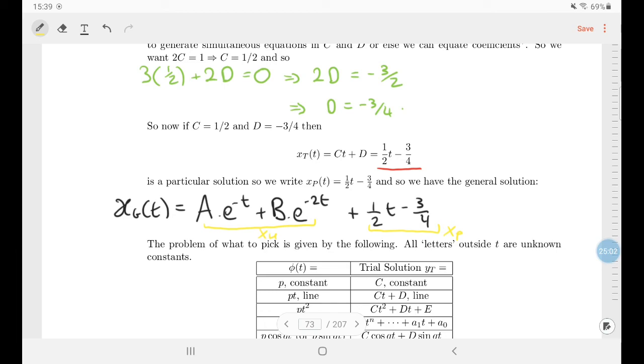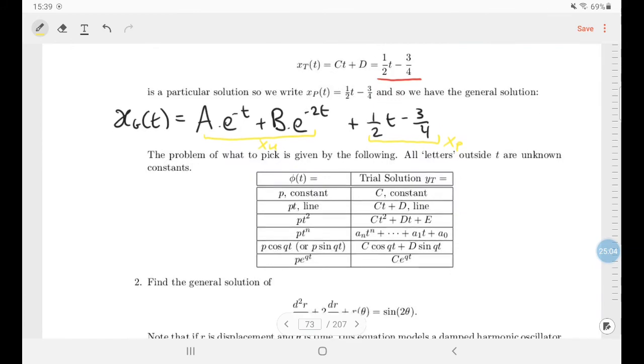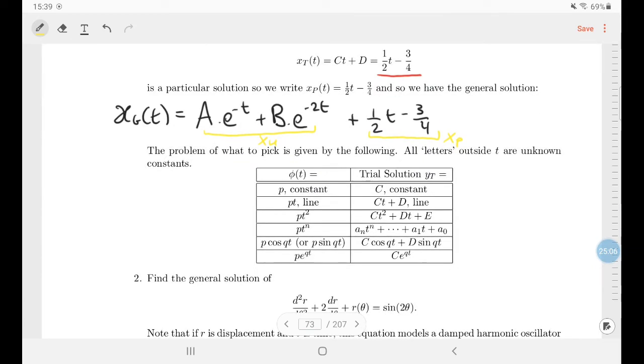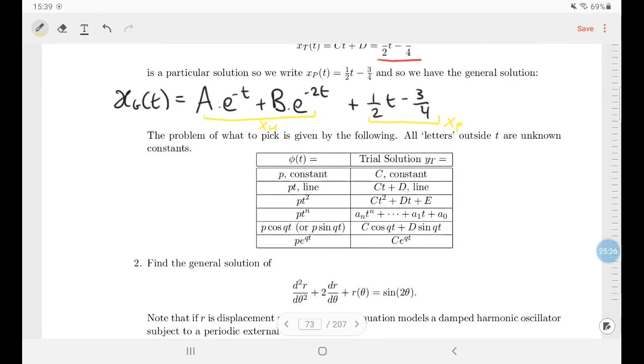Okay, so the problem of what to pick is kind of given by this thing. Now, in an exam situation, you have to understand the principle. I don't really want people learning off the box, but in general, in principle, this is what you would do. Now here it's open book assessment, so you don't have to know so much, but just take the philosophy that if the external force is a constant, the trial solution should be a constant. If the external force is a line, the trial solution should be a line.